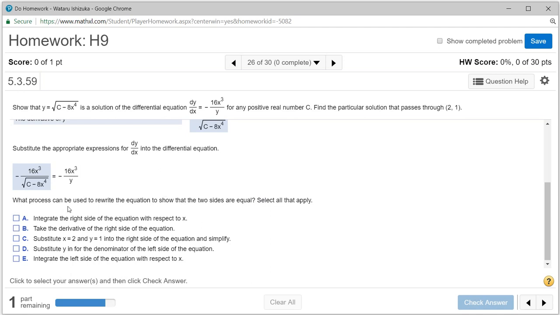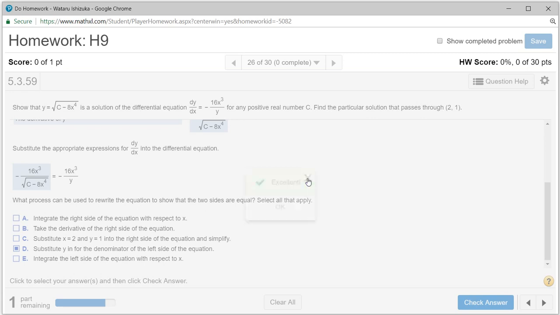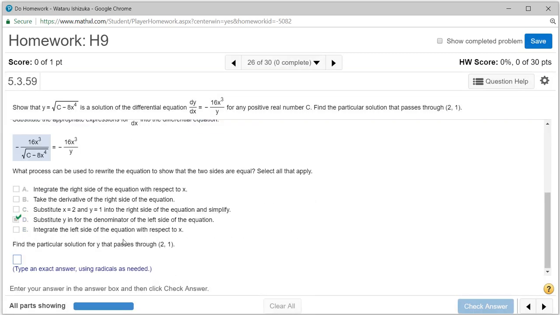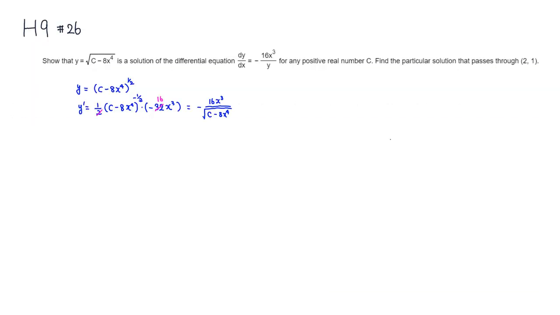What process can be used to rewrite the equation to show that the two sides are equal? Not integrate, not take the derivative; substitute the y in the denominator. That will be the way to go. Check the answer. We got that. Now find a particular solution that passes through (2, 1). So let's do that.